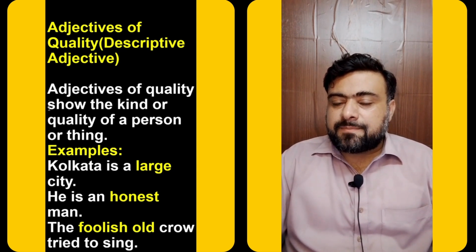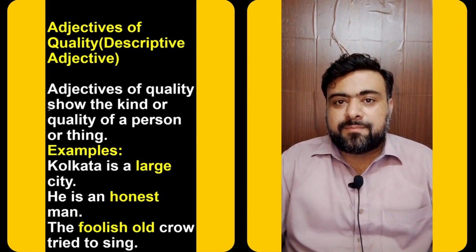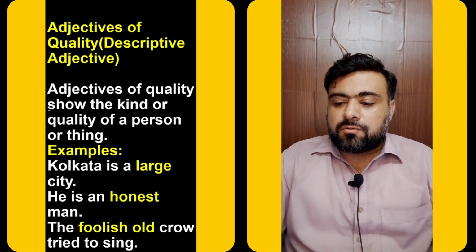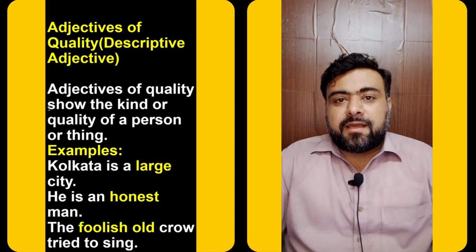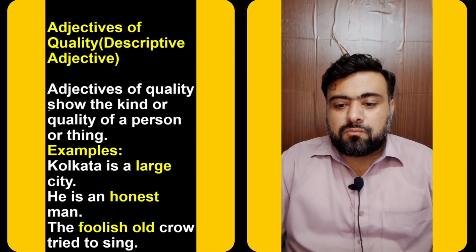He is an honest man. Similarly, the adjective honest has been used to describe the quality of the noun man. The foolish old crow tried to sing. In this sentence, the adjectives foolish and old have been used to describe the quality of the noun crow.